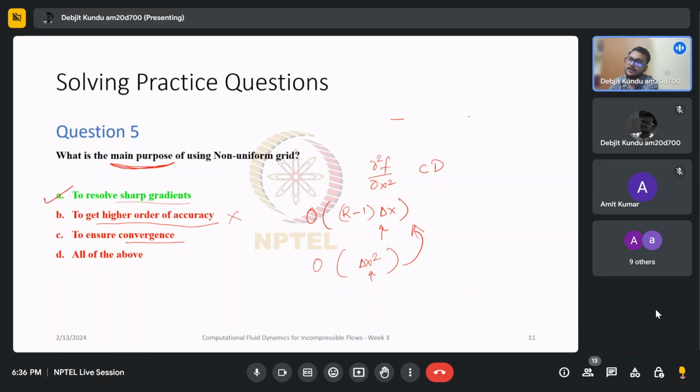So let's say if I have a boundary layer like this, then all the velocity gradient is within this region only. And in this region, there is no gradient. The velocity is the same, equal to u infinity, whatever the free stream velocity is. So if I'm trying to discretize this, I will use a lot more points in this region where there are high gradients, and use very sparsely spaced points in this region where there are no such sharp gradients. So the main reason is to resolve sharp gradients. That's why option A should be the correct answer.